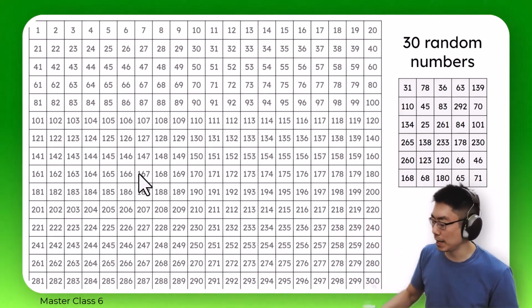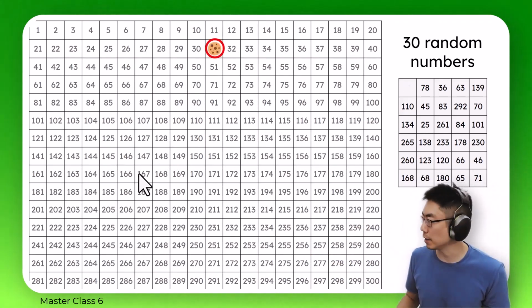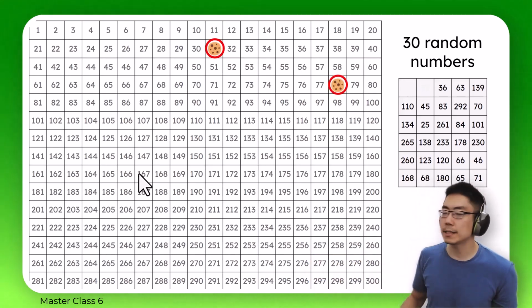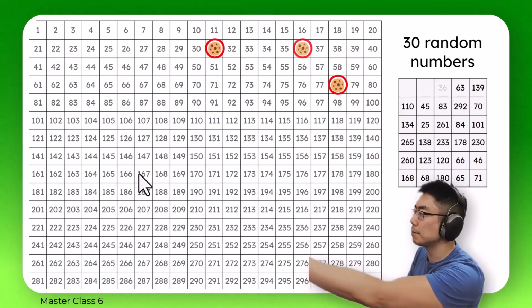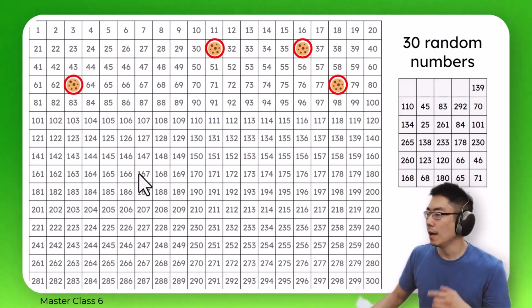So here we have 300 people, and I'm going to give person number 31 some money to buy the cookies. And then I'm going to give person 78 some money to buy the cookies. I'm going to give person number 36 money to buy the cookies. I'm going to put person number 63. They're going to buy the cookies. Person 139 is going to buy the cookies.